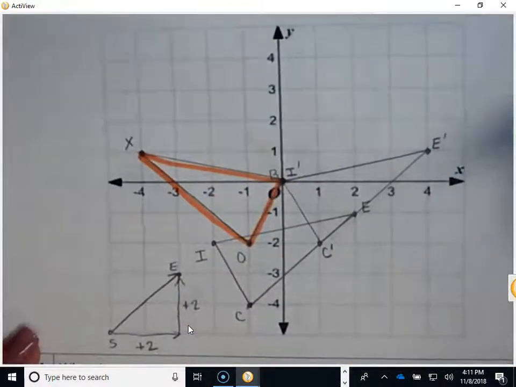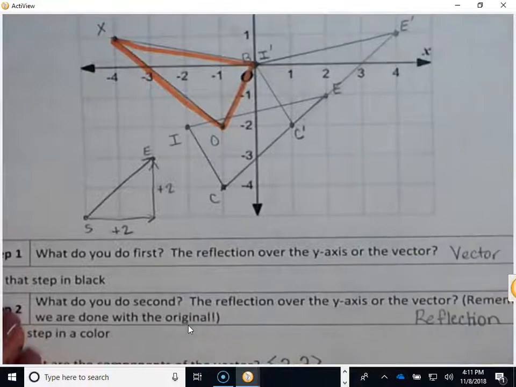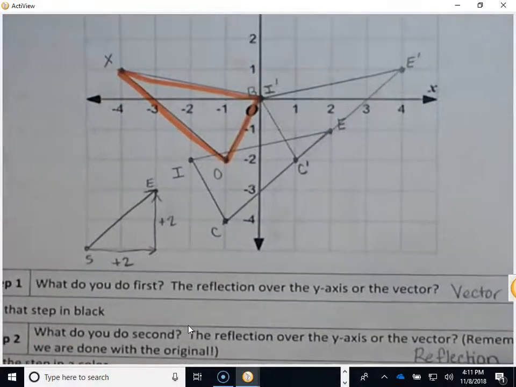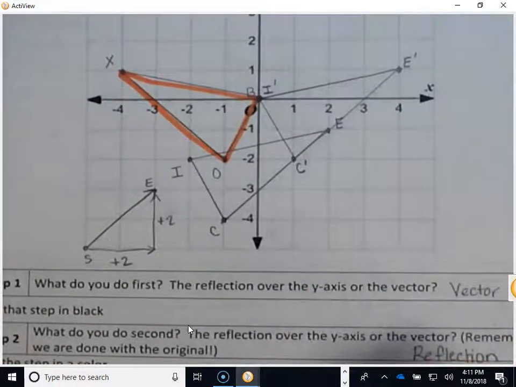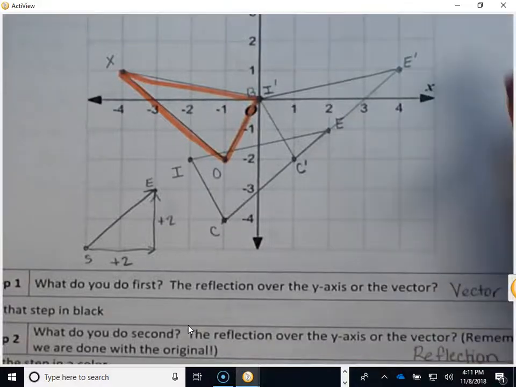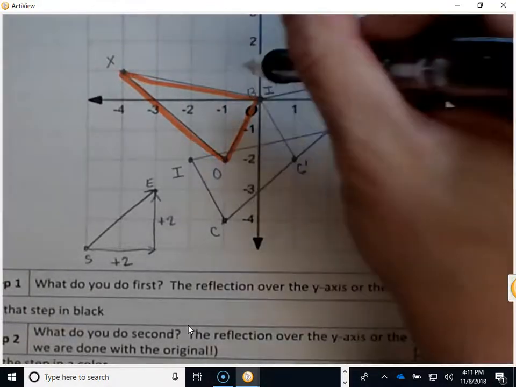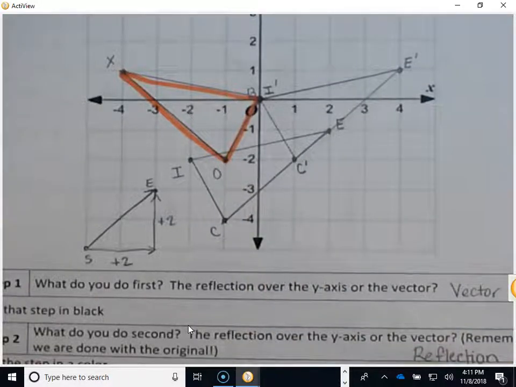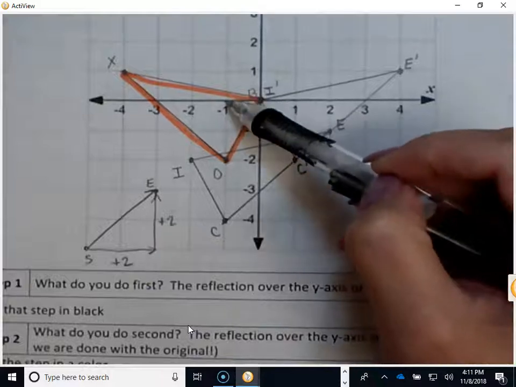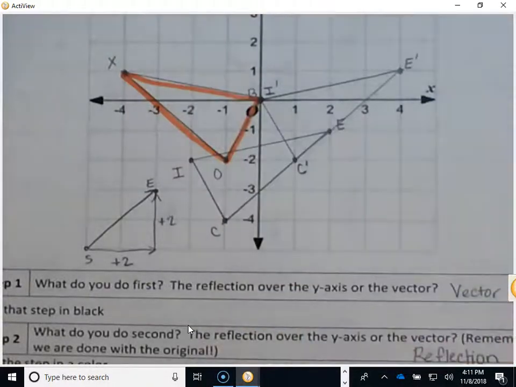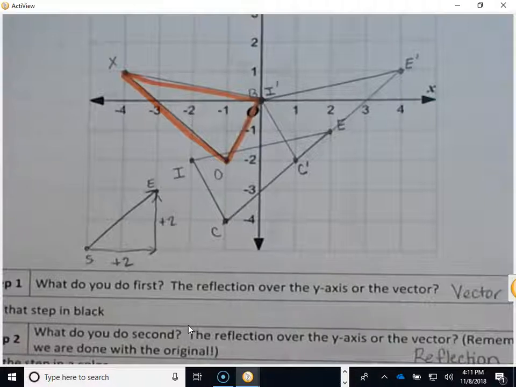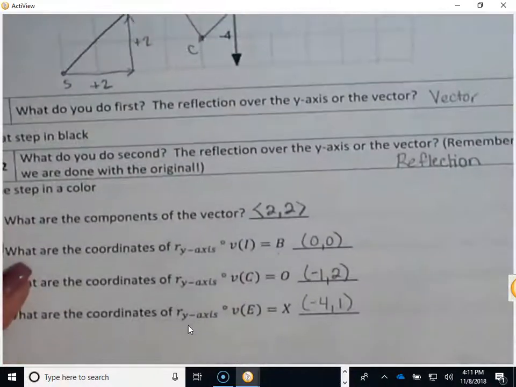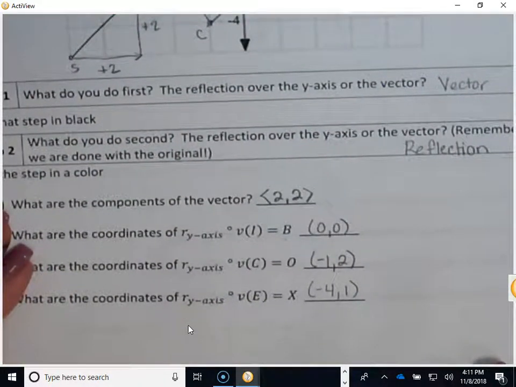And then down here they want you to write those ordered pairs for B, O, and X. So B, it's at 0, 0. It's right at the origin. O is at -1, -2. I'll scoot my paper up in here in a minute so you can see what I'm writing. And then X is to the left 4 and then up 1. So that's a -4, +1. So there's our coordinates. 0, 0, -1, 2, -4, 1.